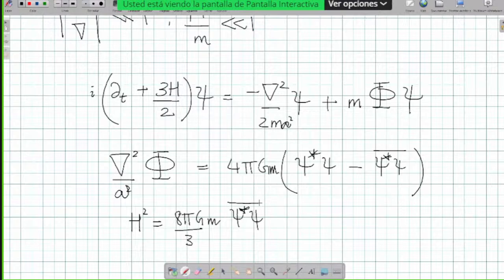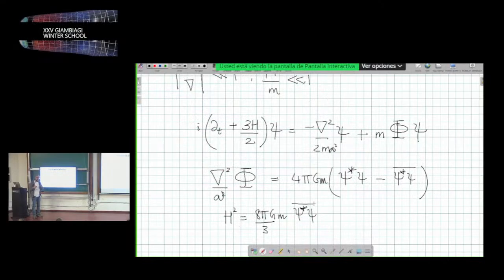Probably doesn't seem like much of a simplification to you. If you have dealt with it, maybe it does. If you haven't dealt with it, it probably doesn't. But I'll show you in a moment that when I make some change of variables, you will see that it looks exactly like the problem we have studied before with some small changes. This system of equations is called the Schrodinger-Poisson system in an expanding universe.